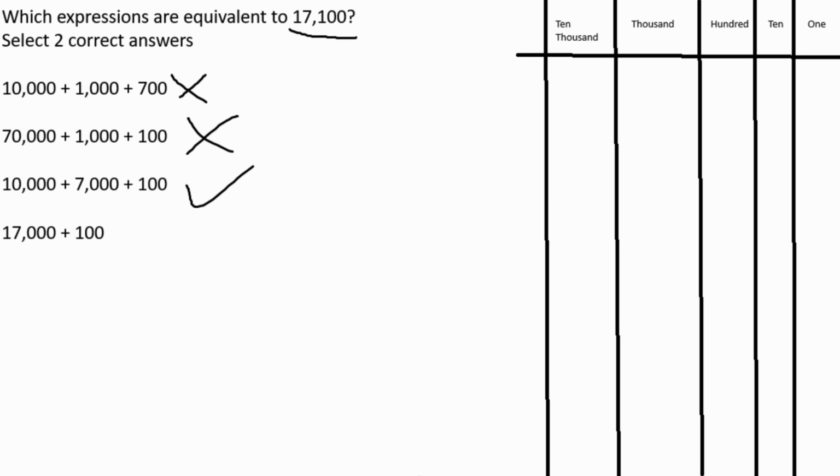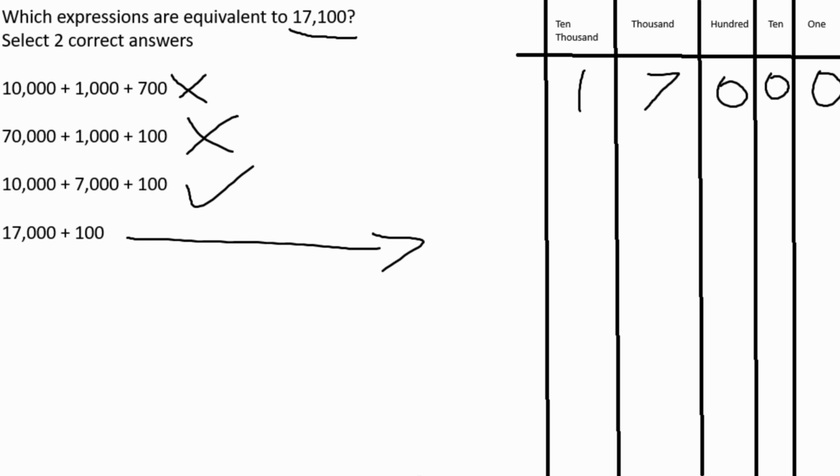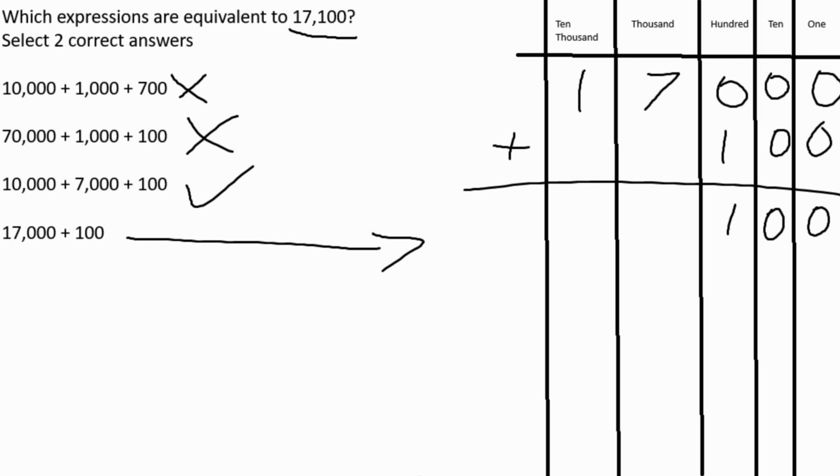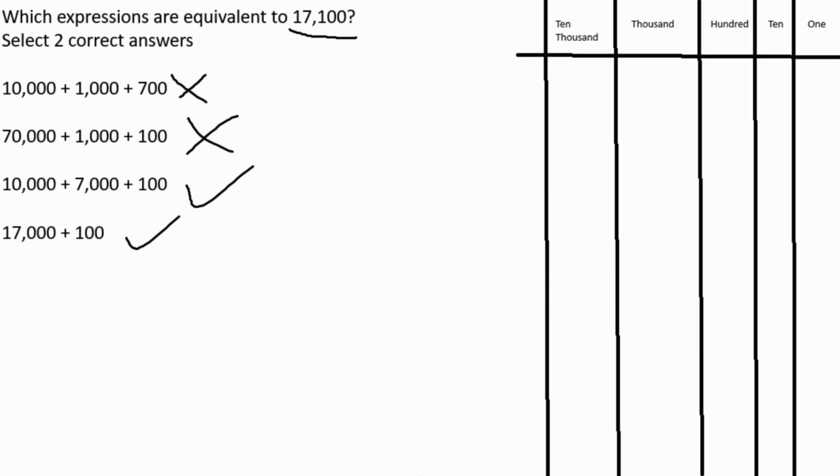All right, let's check our last answer choice. We have 17,000 plus 100. Let's put that in our place value chart. We have a 0, 0, and 1. And we are going to add all this together. 0, 0, 1, 7, 1. So here we have 17,100. This is correct. It matches the number in our question. All right, let's move to our next question.